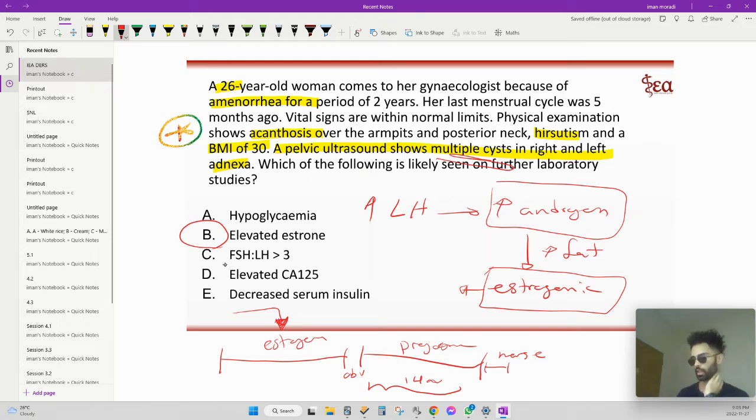So the mistake I made is I chose this, but in fact, what we're looking at is a high LH to FSH ratio. We want it to be high, right? Not the other way around. So LH is what goes up, and FSH I don't think has changed in PCOS.